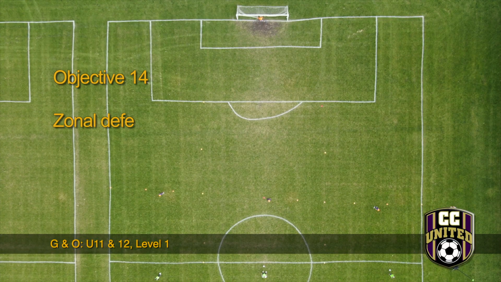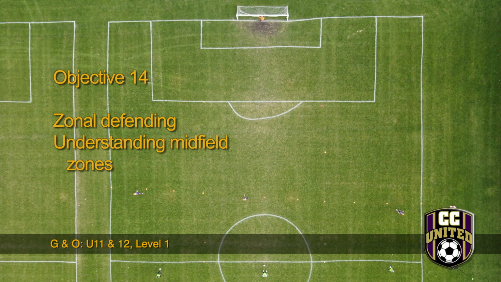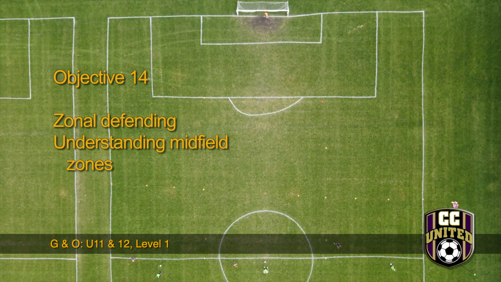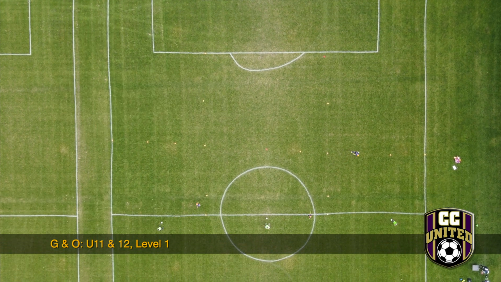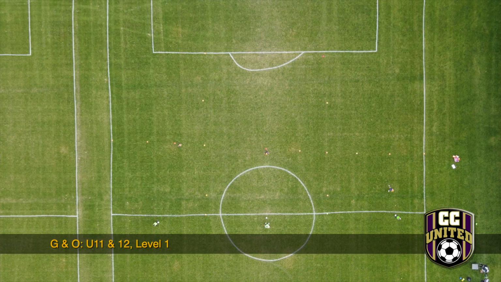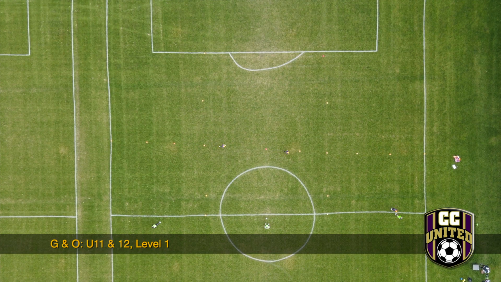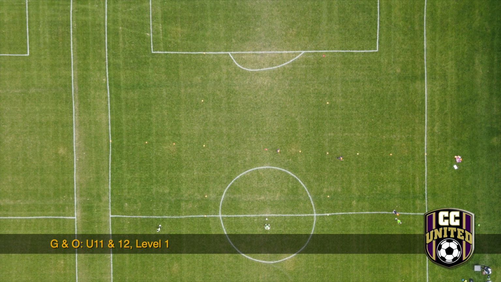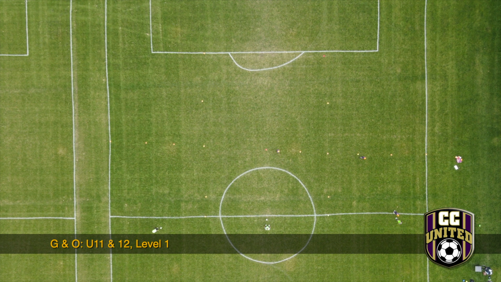Objective 14, zonal defending, understanding midfield zones. The players get used to seeing visually the zone that they're responsible for and who they are connected to. Objective 14, zonal defending midfield wide. The 6 and the 11 cover at an angle to keep play in front of them, compacting the midfield. The 7 and the 11 are ready to press the ball when it is on their side.